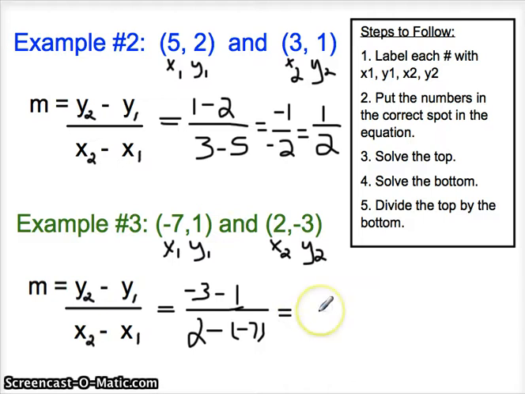This question is a little more challenging because there are negatives involved. Negative 3 minus 1 is going to be a negative 4. Negative 2 minus 7 is going to be a positive 9. Our answer is already in lowest terms because we can't reduce 4 over 9. And since there's only one negative sign, nothing's going to cancel it out. So our final answer will be negative 4/9 with a slope of going down 4 and over 9 every time.